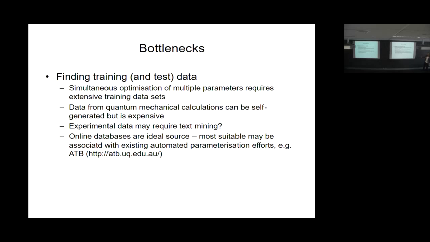But if we want to optimize multiple parameters in parallel, we're going to need extensive training data. Quantum mechanical calculations of that data, we could potentially generate that ourselves. That would be expensive to run all those calculations first. If you want to use experimental data, perhaps it's going to require some text mining because not all of it is available in friendly databases.